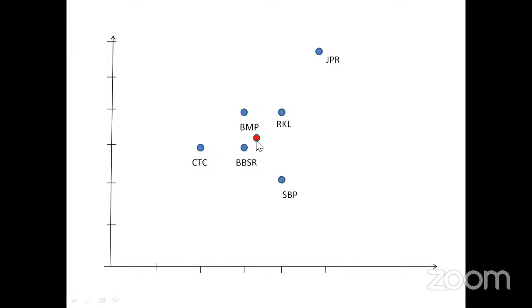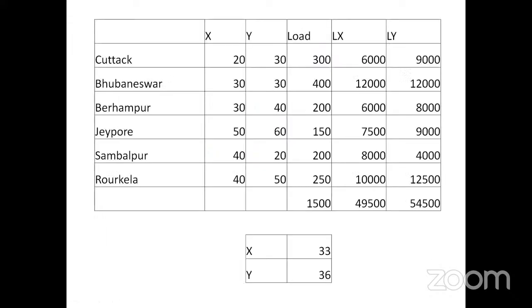This 30 is Bhubaneswar. Along the x-axis, how much distance will come from the red circle? 3 units. Along the y-axis, how much will come? 36 to 30, 6 units. So 3 plus 6, 9 multiplied by 10 multiplied by Bhubaneswar average consumption, which is 400. Cuttack cost plus Bhubaneswar cost. Same way find out for Berhampur, Jaipur, Sambalpur, Rourkela, and so on.